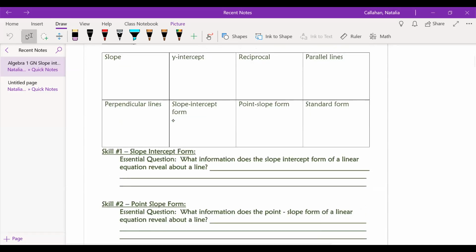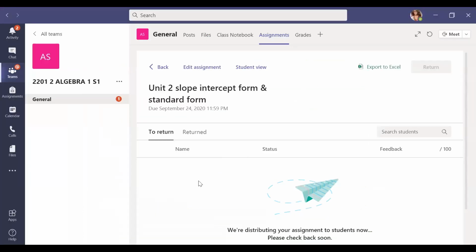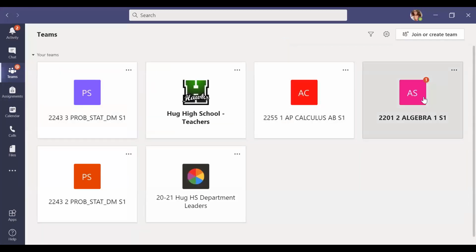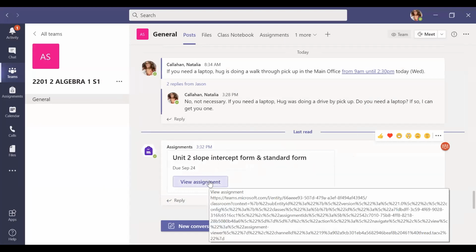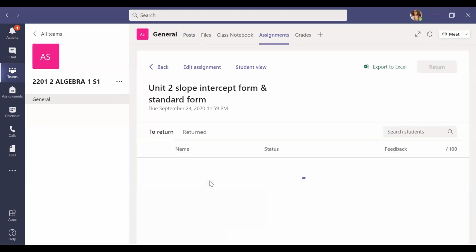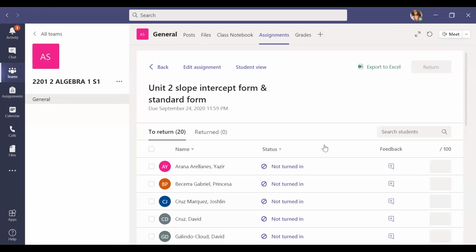If you go to the assignment for this, you will have this on your MS Team under assignments, and I'm going to show you guys how you can go about finding this. So if you log on to your MS Team, you guys are my Algebra 1 class. Do you see the assignment that I posted right here? It says Unit 2, Slope, Intercept, and Standard Form. This is going to be a review. It is due next Thursday. You have exactly 1 week from when it is due.